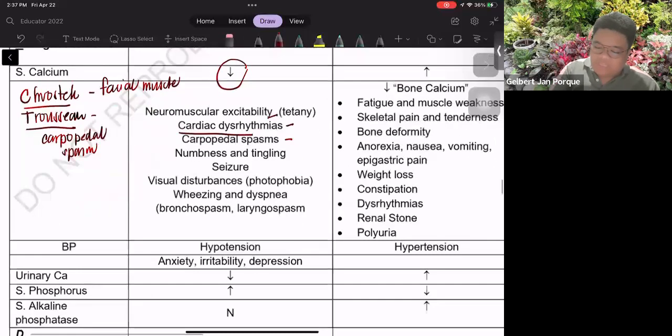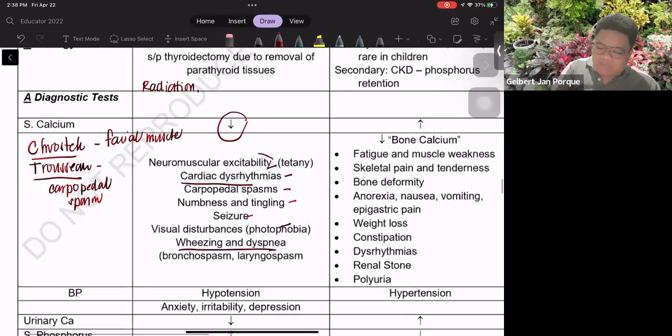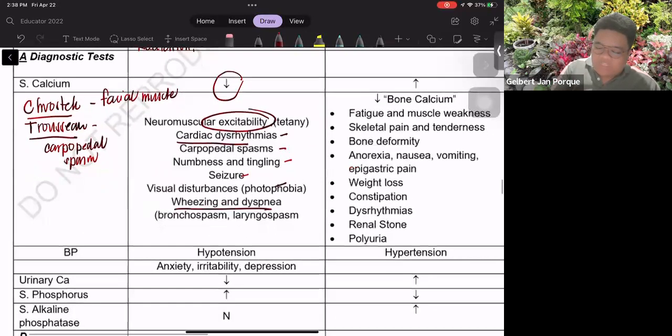Then you have numbness and tingling. Then you have seizure. This is related already, class, to the neuro effect of hypocalcemia. Then you have visual disturbances or photophobia. Then, class, wheezing and dyspnea. The wheezing and dyspnea is also brought about by the hyperexcitability, which leads to your spasm.